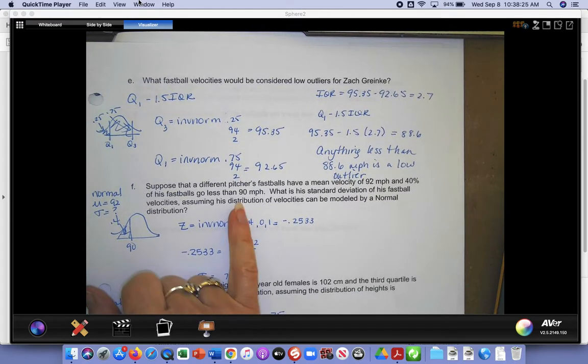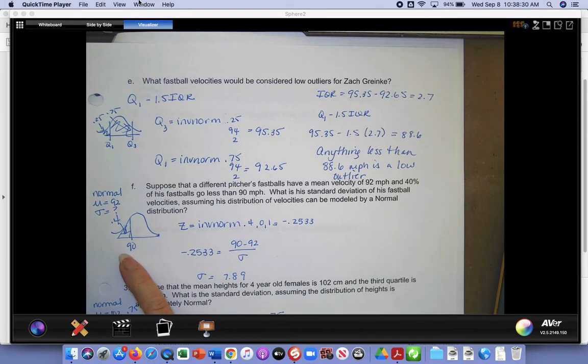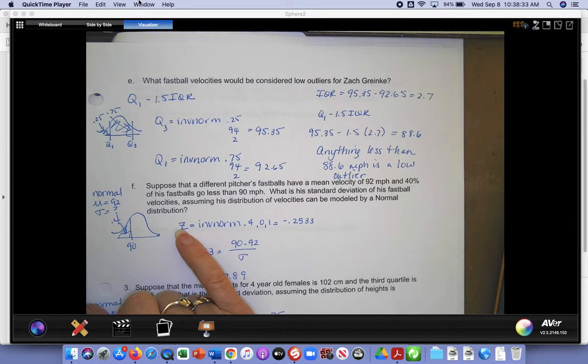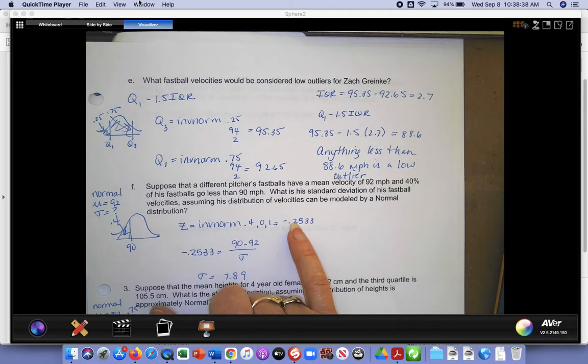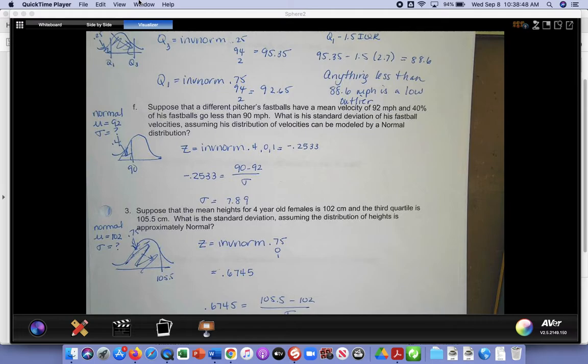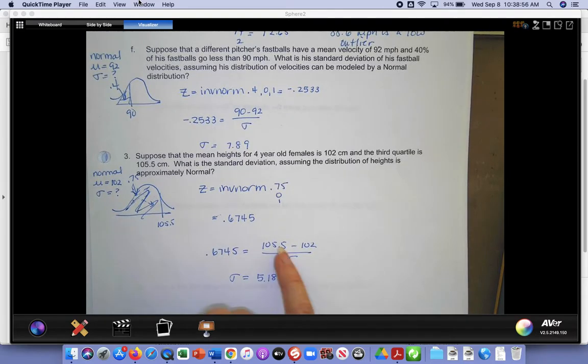And like I said, this is one of those where you have to use that z-score formula. So I know that 40% are going less than 90 miles per hour. I also know a z-score of negative 0.2533 has 40% to the left of it. So there's the z-score, the value minus the mean, divided by standard deviation, so there's my standard deviation. Same thing down here. This one right here, the third quartile is this. This is the third quartile for the standard normal curve. My z-score formula relates the two. There's the z-score value, there's the value, mean. I need to find the standard deviation.